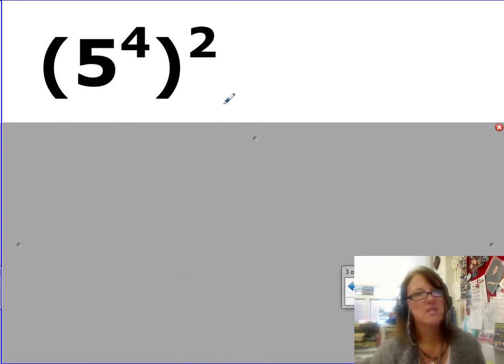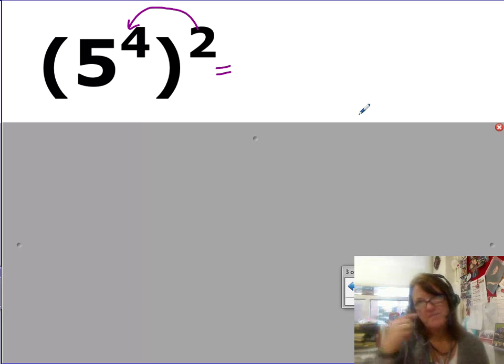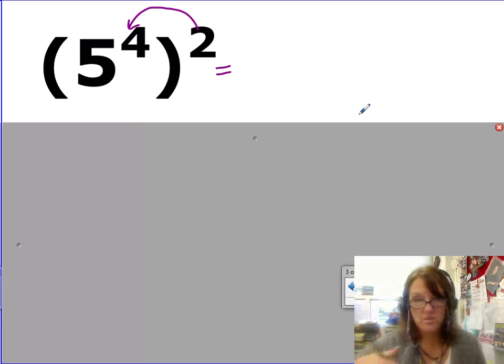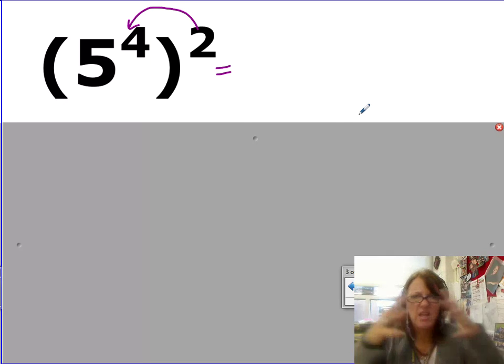So let's look at this first example: 5 to the 4th power to the 2nd power. A power of a power. Well, let's start with the outside and work our way in. Normally, if I gave you this expression and said evaluate it, you would start with order of operations, please excuse my dear Aunt Sally, and you'd say parentheses, I need to calculate 5 to the 4th power first, and you get 625, and then you need to square that, which is going to be this ginormous number.